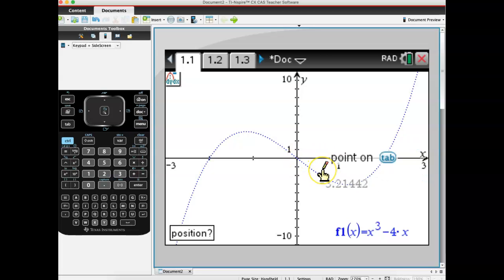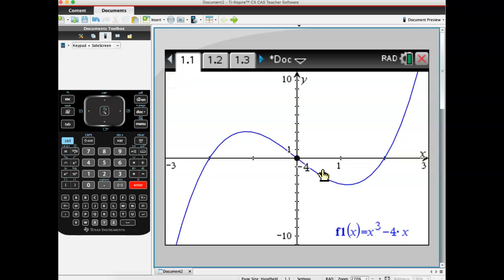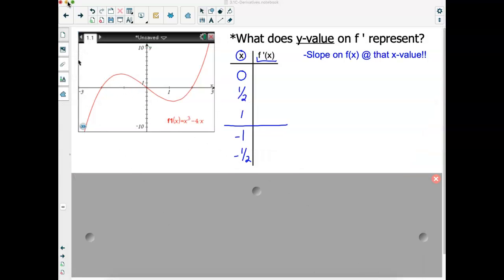I'm not going to drag my finger around. I'm just going to hit a 0, and I'm going to hit enter. And I can see that at x equals 0, the slope of the tangent line right here at x equals 0 is -4. So I'm going to come back here and say 0, -4, and I'm going to make that point on my graph.